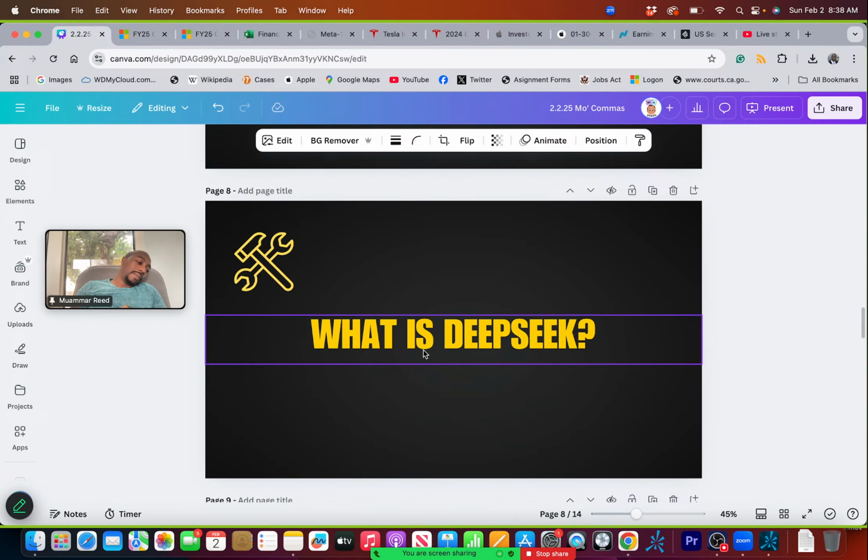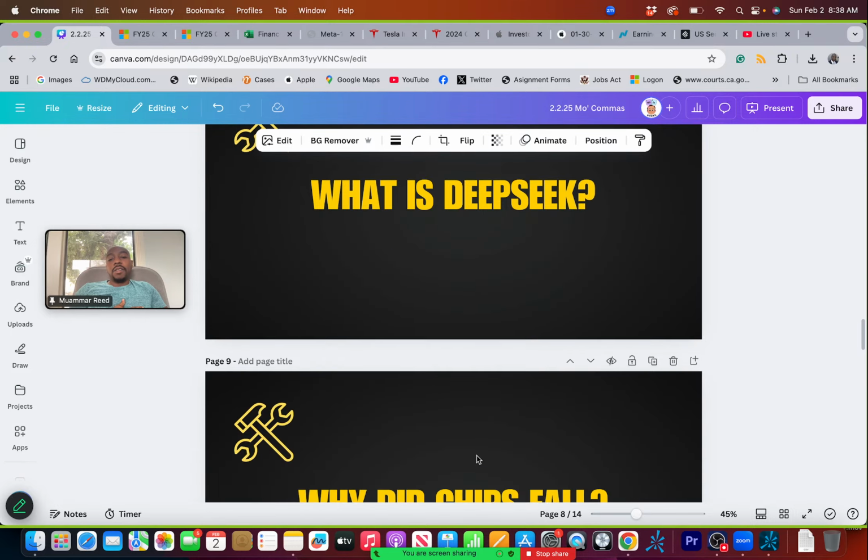Next topic. This is the thing that upended the market last week, specifically Nvidia, for those of us, including myself, that own Nvidia: DeepSeek. What is DeepSeek? It's this new Chinese LLM, or large language model. So it's essentially like a Chinese version of ChatGPT.